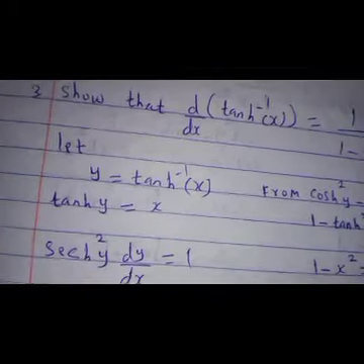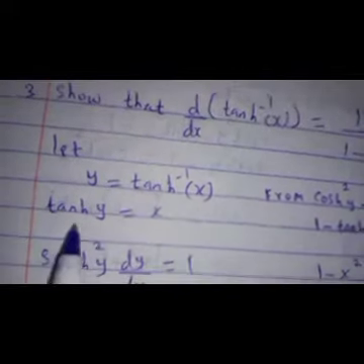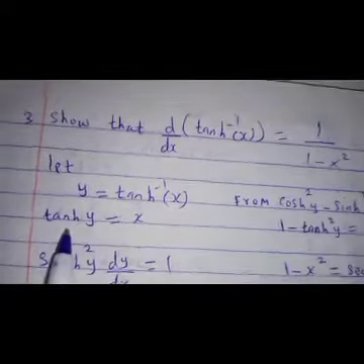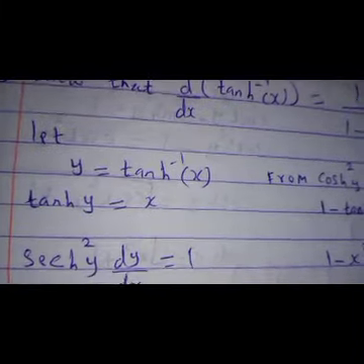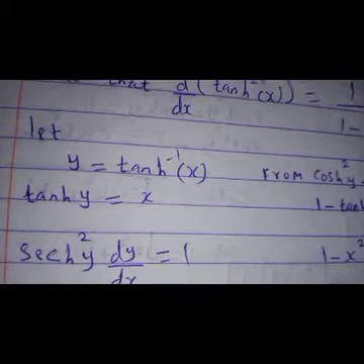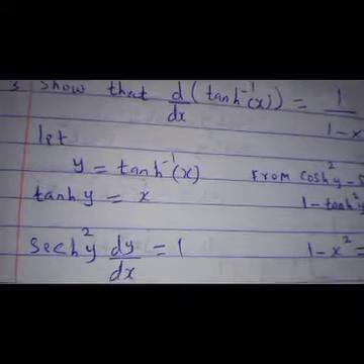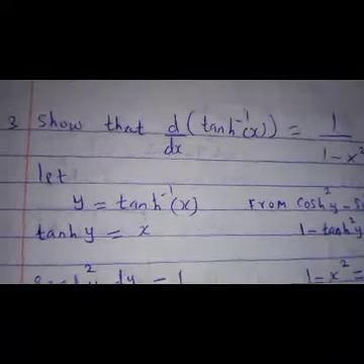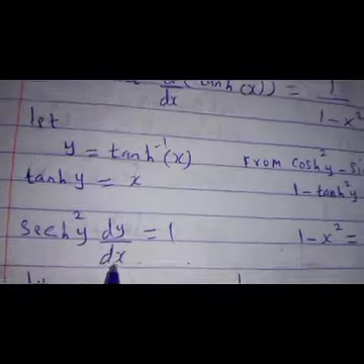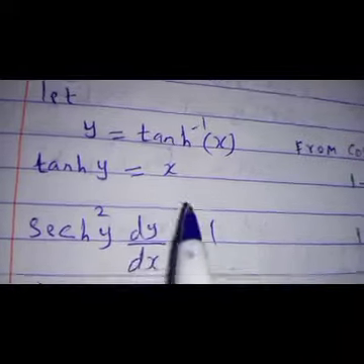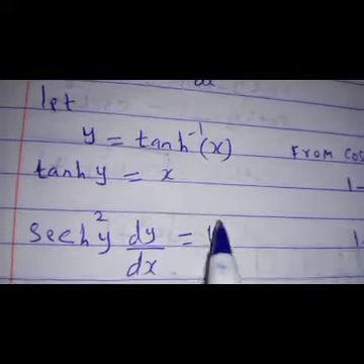Then we differentiate both the left hand side and right hand side with respect to x. When we differentiate, the derivative of hyperbolic tan y is hyperbolic sec squared y, dy dx. We multiply with dy dx because it is a function of y. Then x differentiated with respect to x will give us 1.